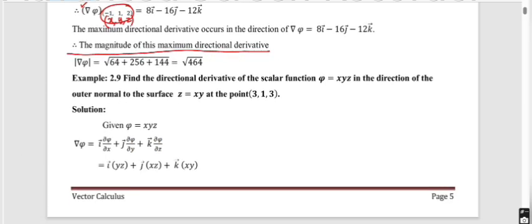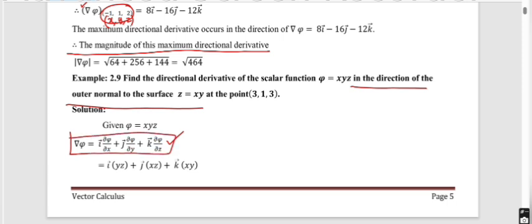Then the next question is: find the directional derivative of the scalar function phi equal to x, y, z in the direction of the outer normal to the surface z equal to x, y at the point 3, 1, 3. In all the problems, if phi is given, that is a scalar point function, we find del phi using this formula. This is the del phi formula.